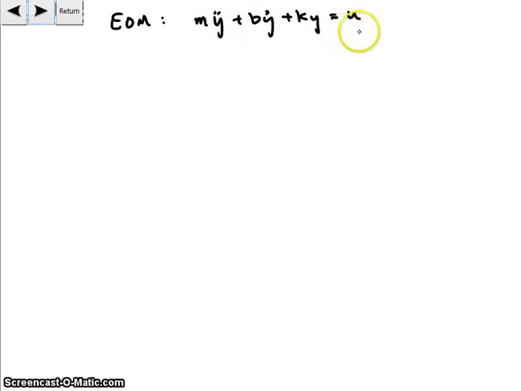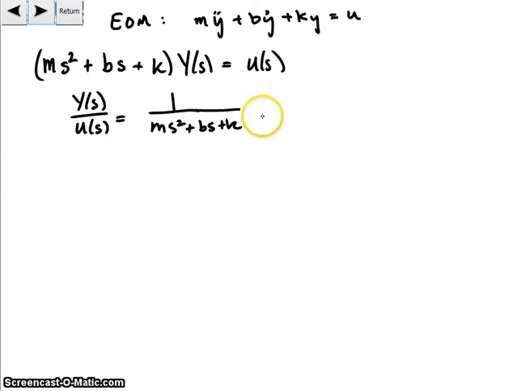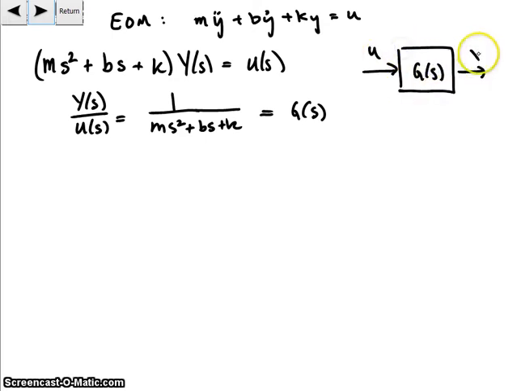Now when I see a differential equation like this, I want to take the Laplace transform. So I write (m s squared plus b s plus k) times y of s is equal to u of s. And so we end up with the transfer function, which is y of s over u of s equal to 1 over m s squared plus b s plus k. And so this is our g of s. If you think about what we're doing here, we have an input, u, going into g of s, and we have an output y.